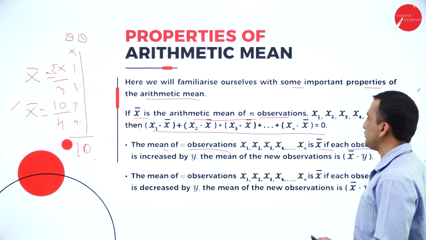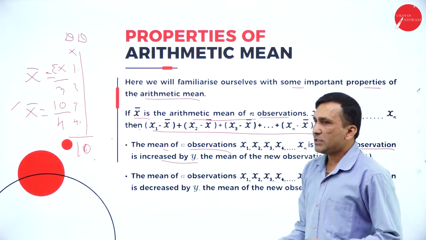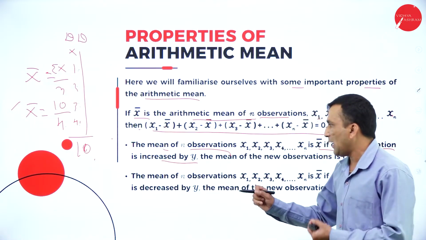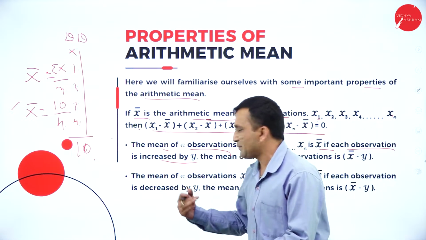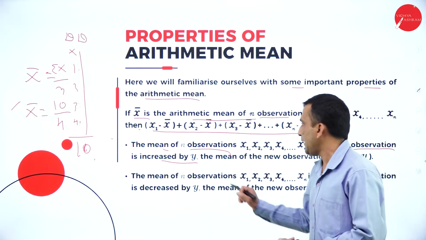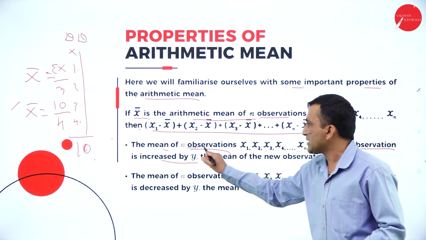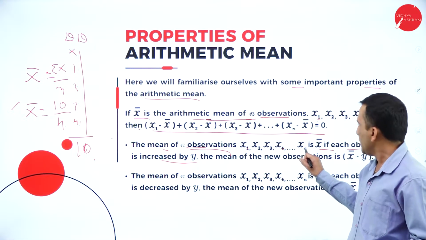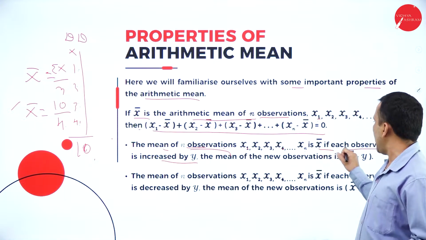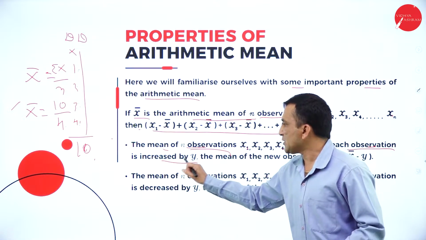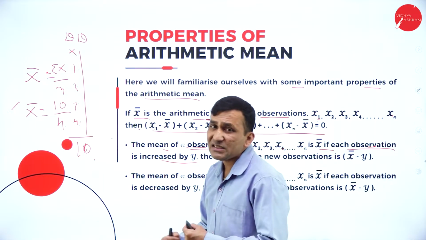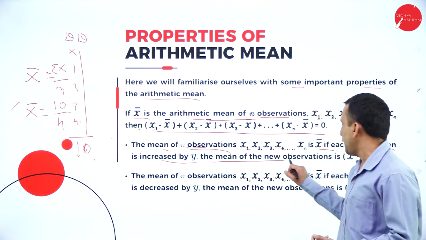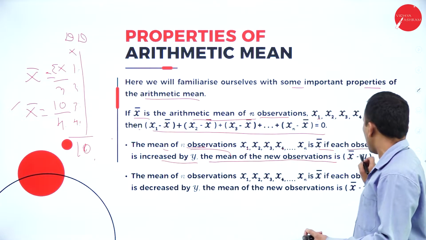If each observation is increased by y, what are we doing? In the case of x bar, we are adding y; in the case of subtraction, we minus. So the mean of n observations x1, x2, x3, x4 till xn, with each observation increased by y. Increasing means adding, decreasing means minus. So the mean of the new observations will be x bar plus y.